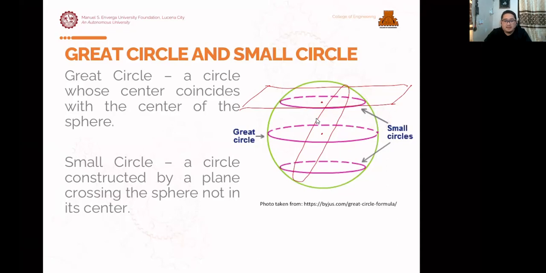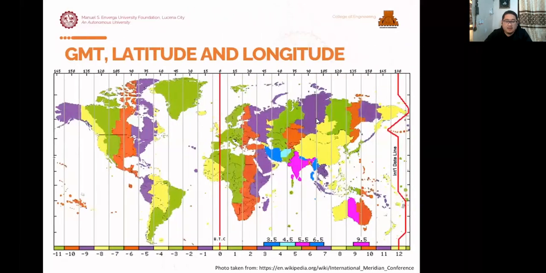Okay? So, si great circle, dyan nagpa-pass through usually yung path natin. Kapag halimbawa nagta-travel yung mga airplane natin, pag sinabing passing through or traversing through a great circle path, ibig sabihin, yung tinatahak niyang way is along yung great circle natin or a circle passing through the centroid of the sphere. Okay? Then we have yung GMT, latitude and longitude natin.